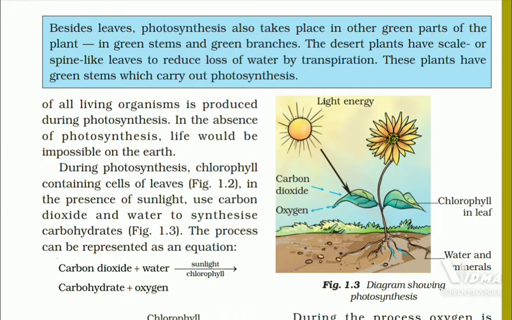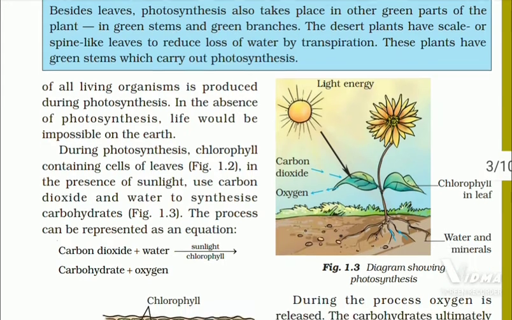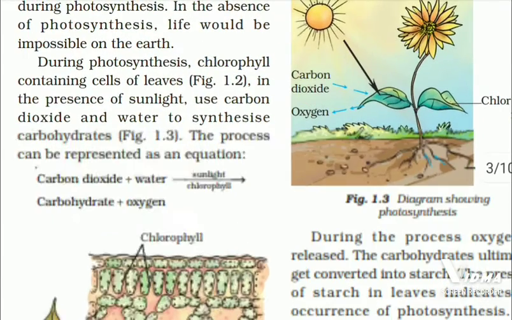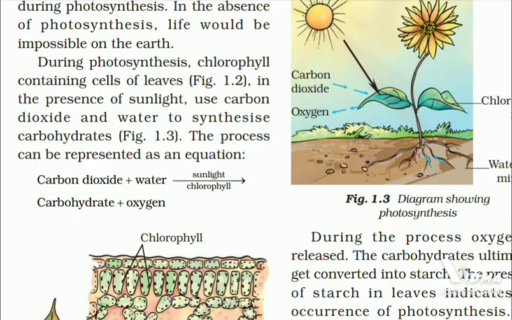This process is represented as an equation. As we can see, carbon dioxide plus water, in the presence of sunlight and chlorophyll, gives carbohydrate plus oxygen. This diagram represents photosynthesis.